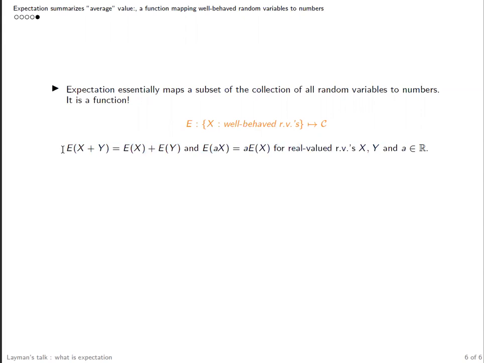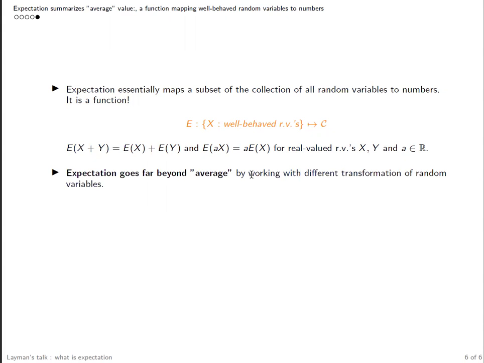If we consider the average value of this new random variable X plus Y, it is equal to the average value of X plus the average value of Y, informally. If we consider the transformation aX, transforming the original random variable X by multiplying with a scalar a, then the average value of this new variable is essentially a times the original average value. So expectation has very nice properties.